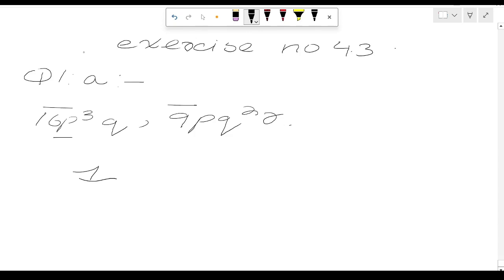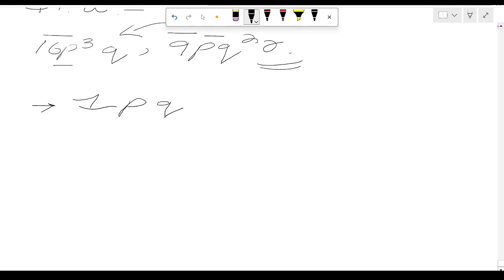Then we have p cube and here we have p. So we're going to take the least common power. So it will be 1p. And then we have q and q square, so we will just pick q. And then r is located here, but it isn't here, so we won't consider it. So this is the HCF of our first question, part A.